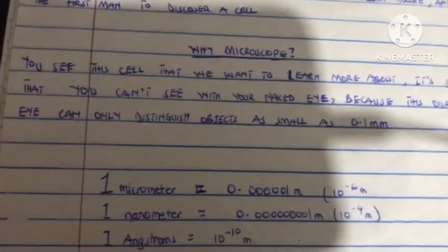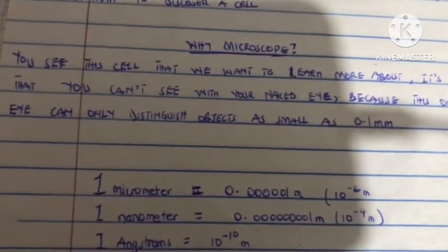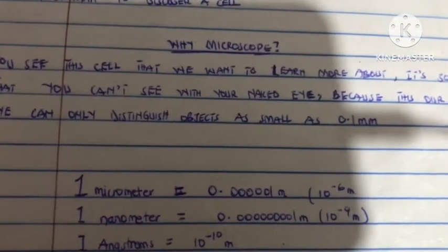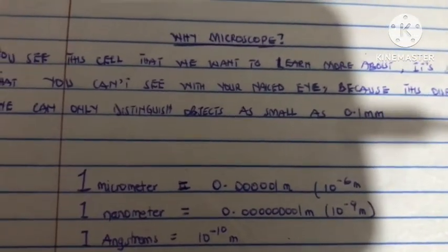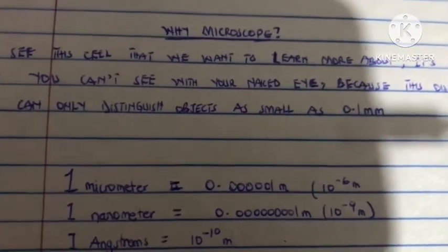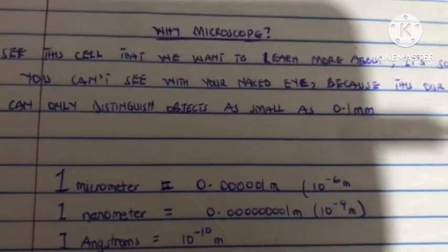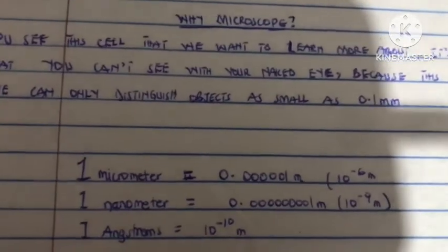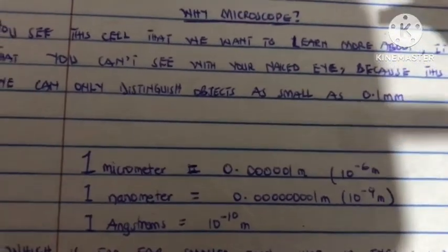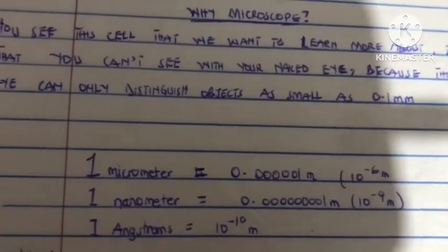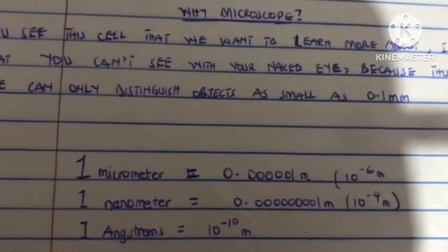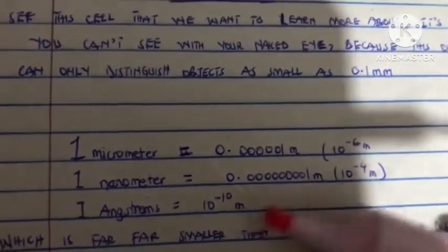Let's look at this mathematics here. We all know this back in SHS that 1 micrometer is equal to 10 raised to the power minus 6 meters, and 1 nanometer is equal to 10 raised to the power negative 9 meters. And here I want to add one thing to it. 1 angstrom, this is very examinable. 1 angstrom is equal to 10 raised to the power negative 10 meters.